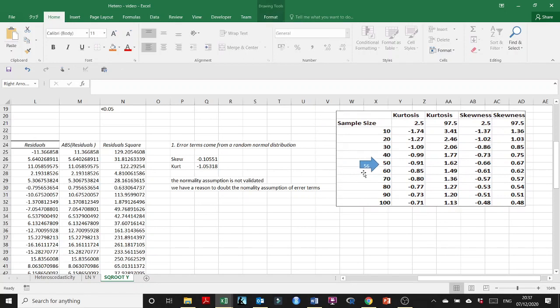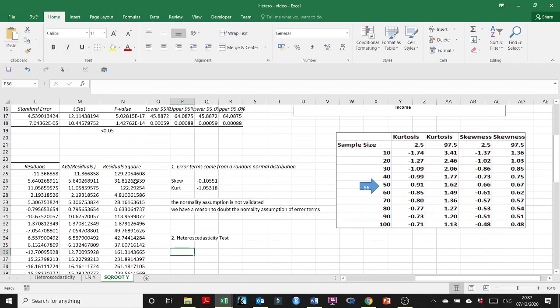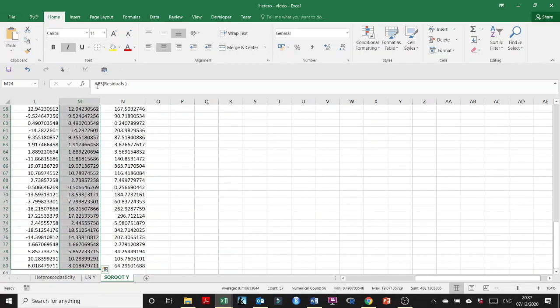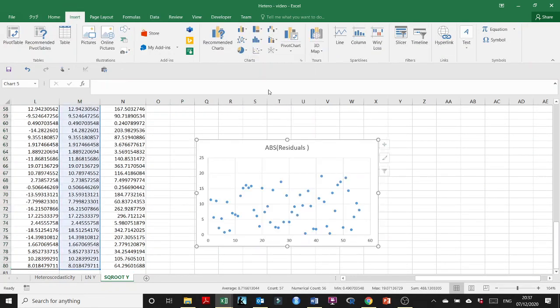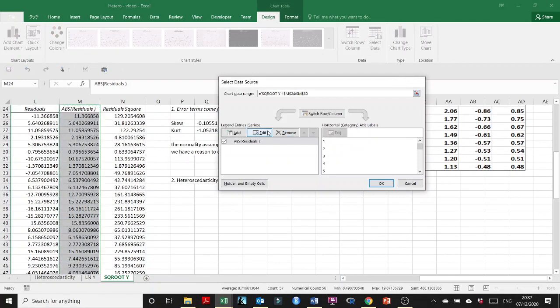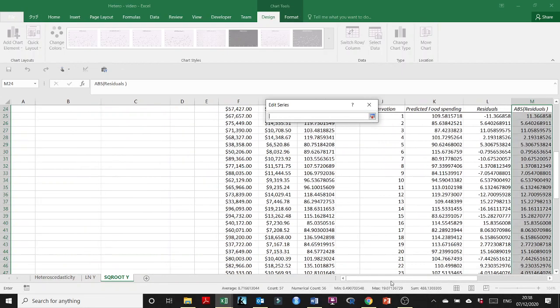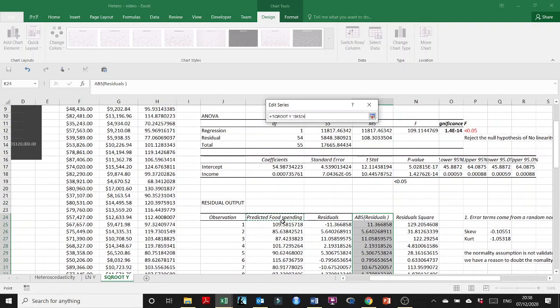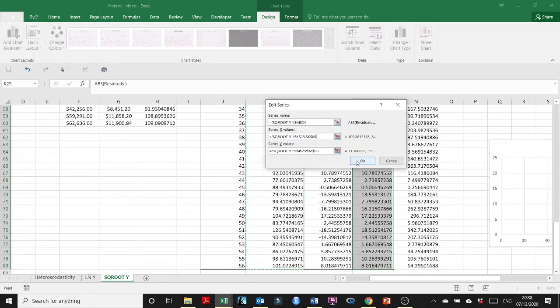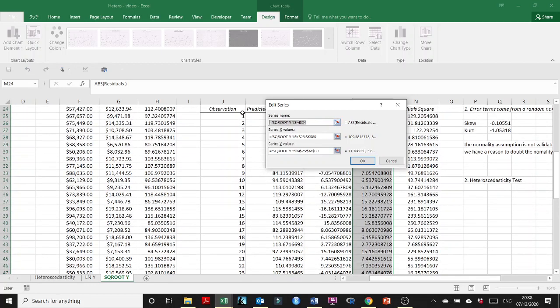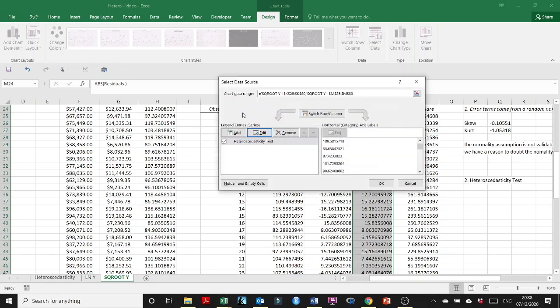However, just for the purpose of technicalities, I would like to train you more on the heteroscedasticity test. Let's do the plotting of the absolute errors, just so that we can be trained more, right? Over here, the x would be the predicted values. And here we can just name it Heteroscedasticity test.